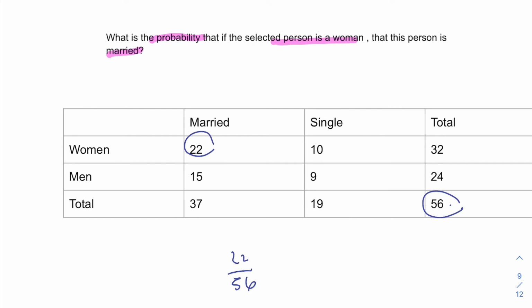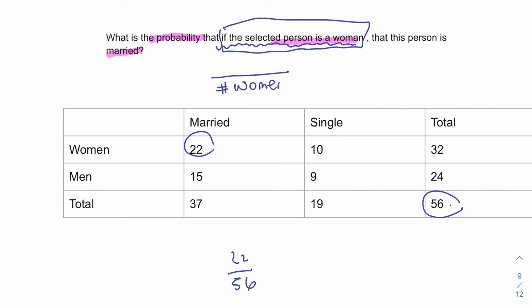However, there's a condition within this probability, and it says that if the selected person is a woman. So the condition is that the person has to be a woman. So the number of women will go on the denominator, and the number of married women will go on the numerator. So the actual answer is 22 over 32, which is going to be 11 over 16. And that's the answer to this problem.